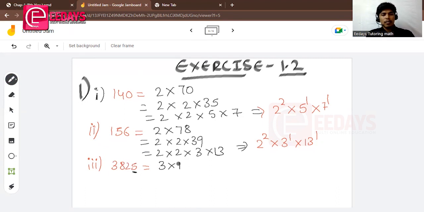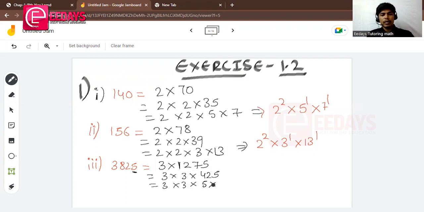3 times 1275 gives 3825. 3825 divided by 3, you'll get 1275. And 1275 is there in the 3 table. After getting 1275, you just divide it by 3. Now 3 into 425. 425 is not divisible by 3, I don't think it is.